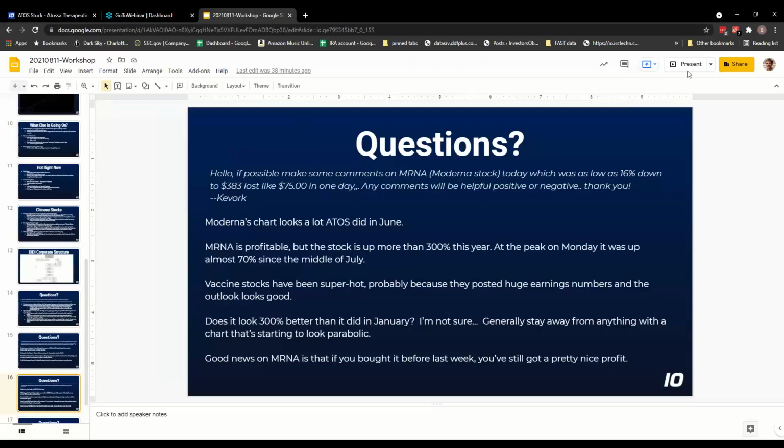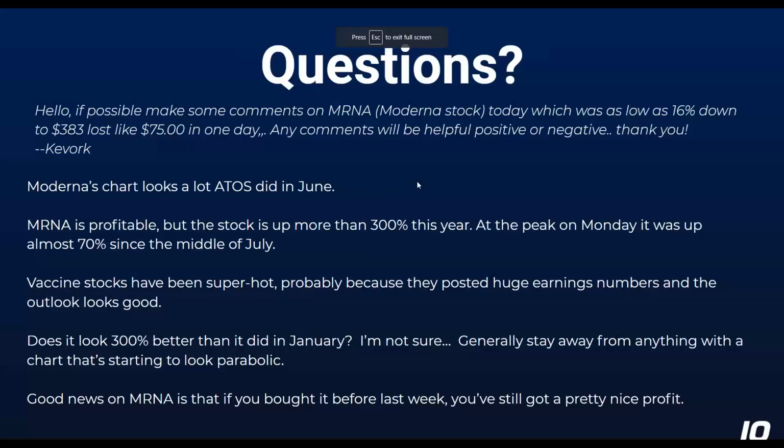Yeah. All right. So Kavork asked if we could talk about Moderna, mRNA, which also has an interesting chart. It's down quite a bit a couple days ago. So Moderna's chart looks a little bit like Atos did in June. The company is profitable. It's gotten pretty famous for making a successful COVID vaccine. But the stock is also, even today, after it had that big drop, up more than 300% this year. At the peak on Monday, it was up almost 70% since the middle of July, which is less than 4 weeks. So that's a big move for a company that's valued at over $100 billion.